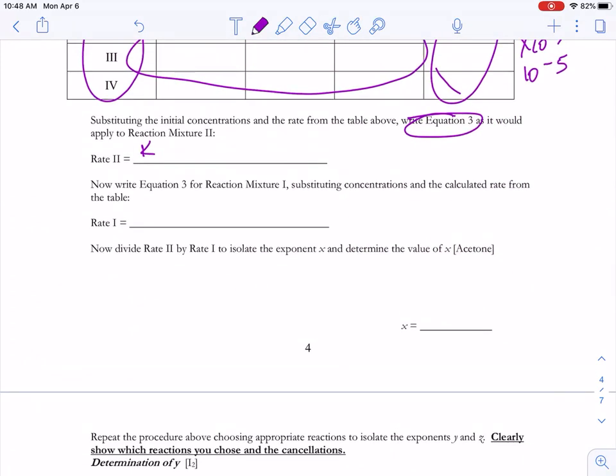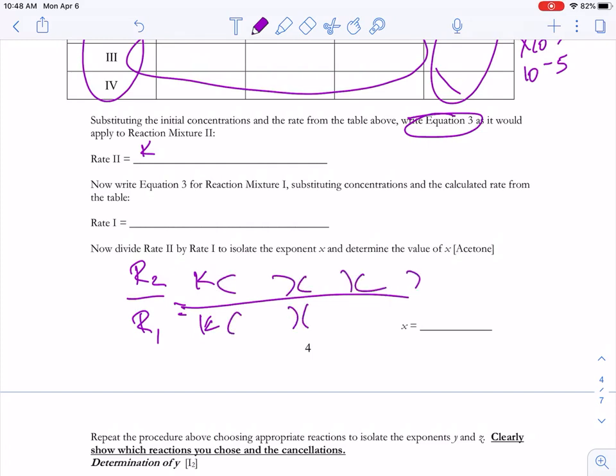So here's what you do. And on the first one, I take you through this. I'm going to tell you, you're going to take rate 2, and you're going to divide that by rate 1. So you can have K times concentration to the X, concentration to the Y, concentration to the Z, over the same thing.